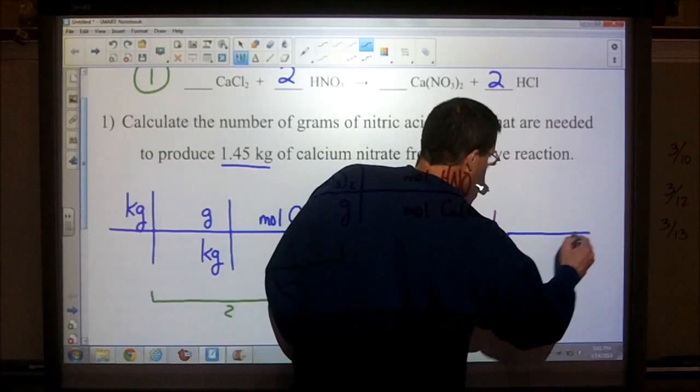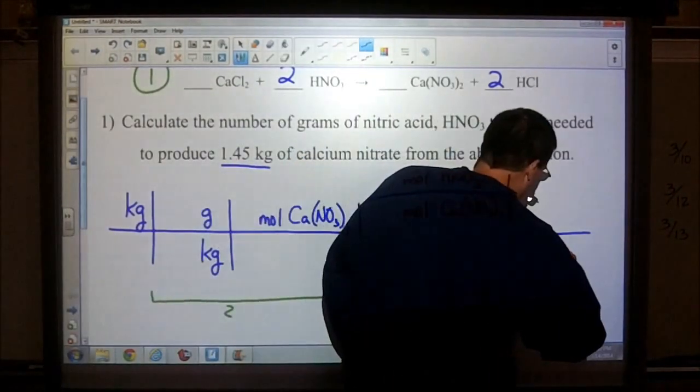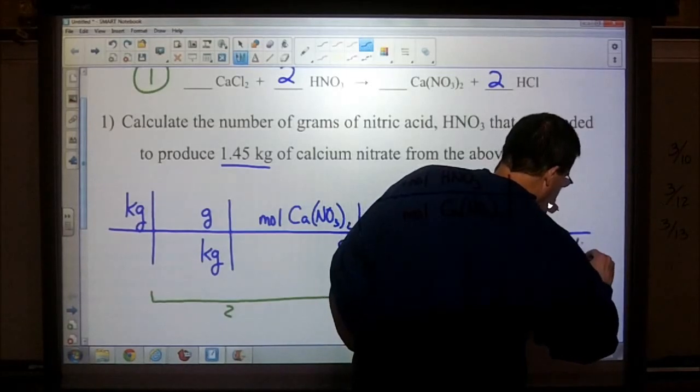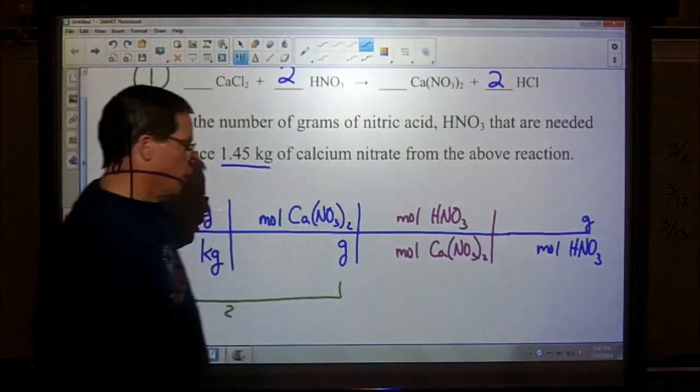And since it wants to know how many grams, I'm going to move my unit moles of nitric acid diagonally, and then we'll find out what the molar mass for that is. So here we go.